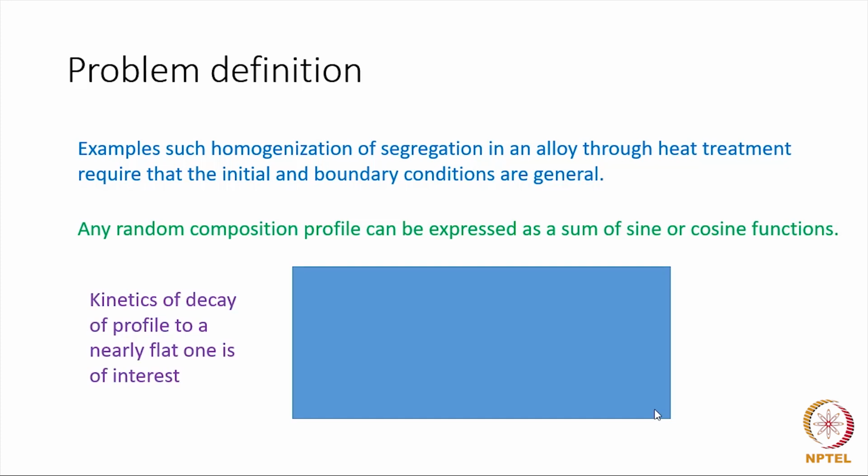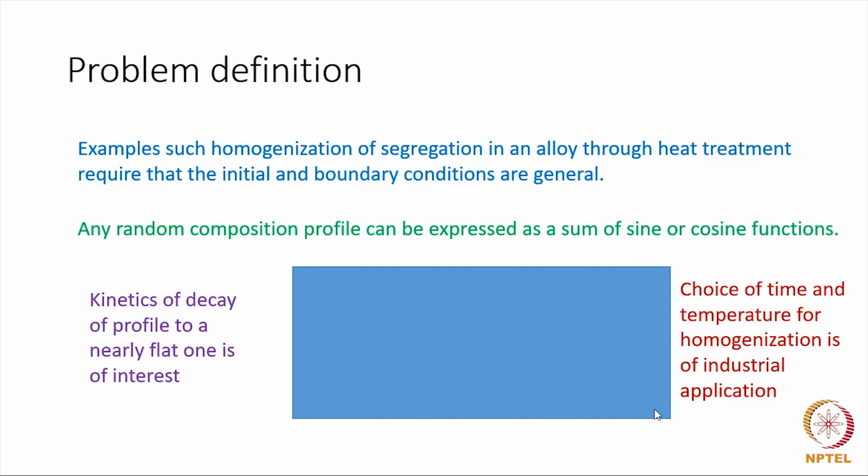We are interested in the kinetics of the decay of that profile, and we want to see how long it takes for it to be flattened out. And very often we are interested in this because the time and the temperature of homogenization is of very high importance for the industry. Too high a temperature may mean oxidation problems, and too low a temperature also may mean too much time taken for the process.